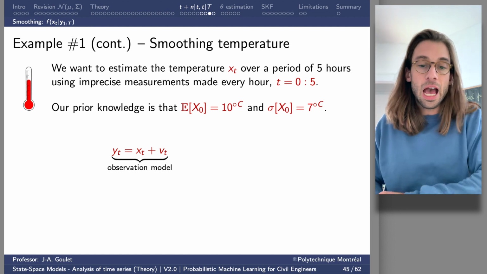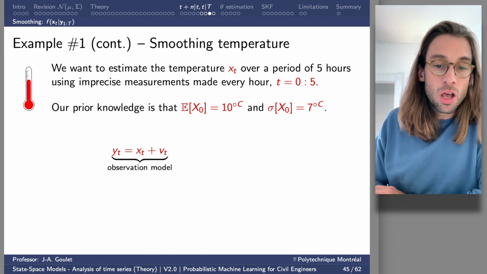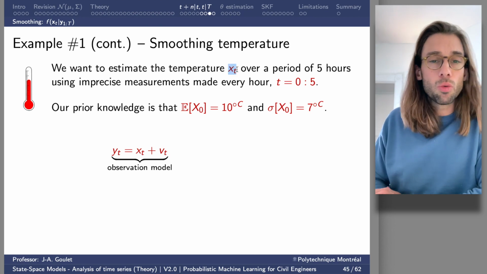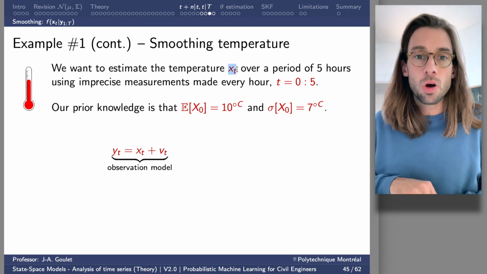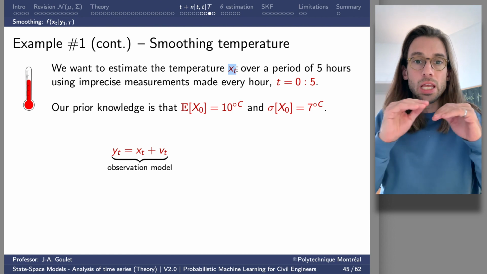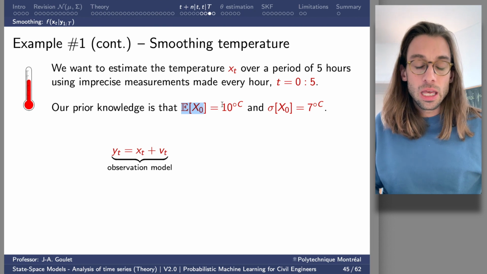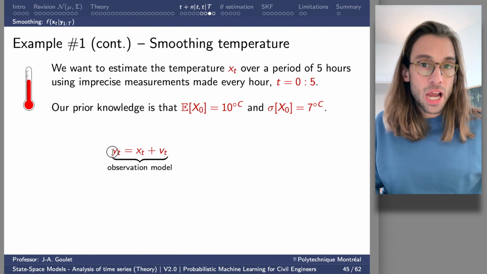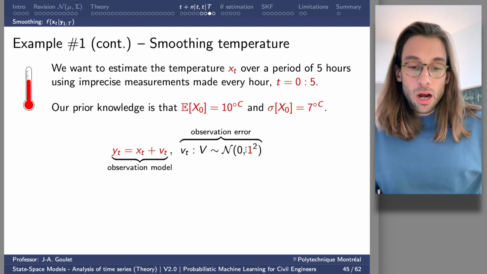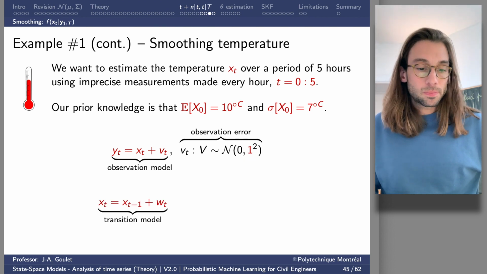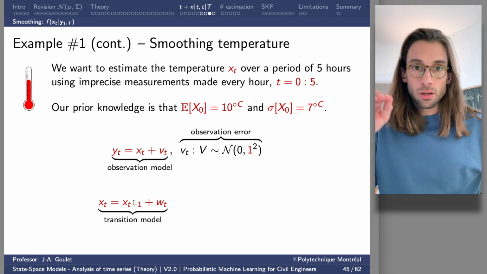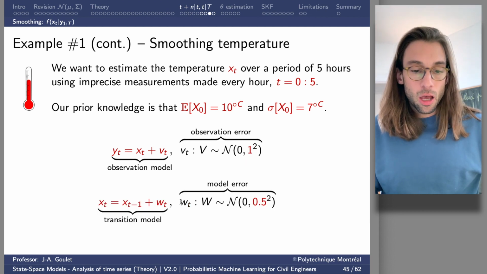So let's look at our problem now. We have a single hidden state x t, so we're not in the case where the air conditioning is broken. We're in the state where we assume the temperature is steady over time, over a period of 5 hours. The prior expected value is 10 degrees Celsius. The prior standard deviation is 7 degrees Celsius. My observation model is y t equals x t plus v t. My observation error standard deviation is 1. My transition model is a linearly constant model. My transition errors have a standard deviation of 0.5.